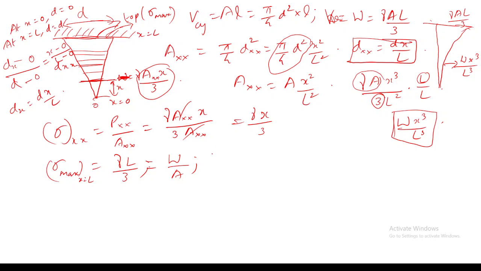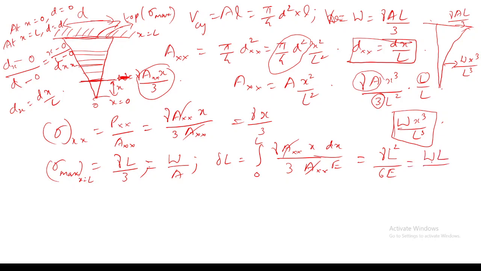Then coming to the deflection formula, which is nothing but the integration from 0 to L of Pxx into dx divided by AE. Gamma into Axx into x divided by 3 into dx divided by Axx into E. And here also Axx cancels, and here it will be gamma into L square by 6E. Here if I'm again writing in terms of W, it will be WL by 2AE, similar to what we got there.